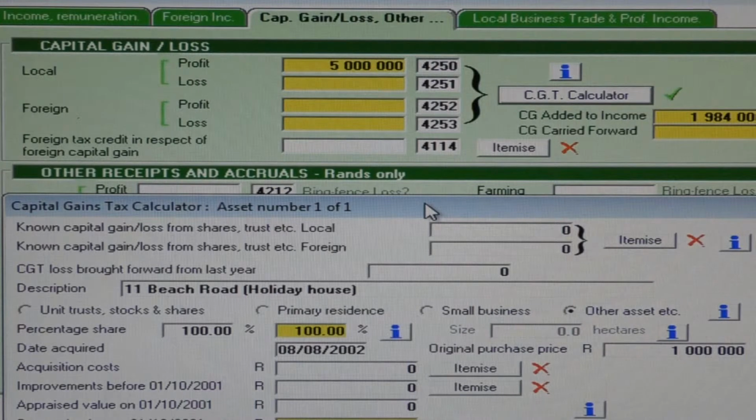Changes to SARS's definition of remuneration mean that this amount added to taxable income could now affect the formulas for calculating the deduction allowed for retirement fund contributions.